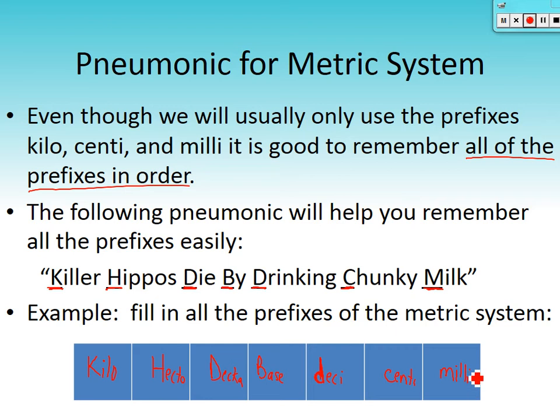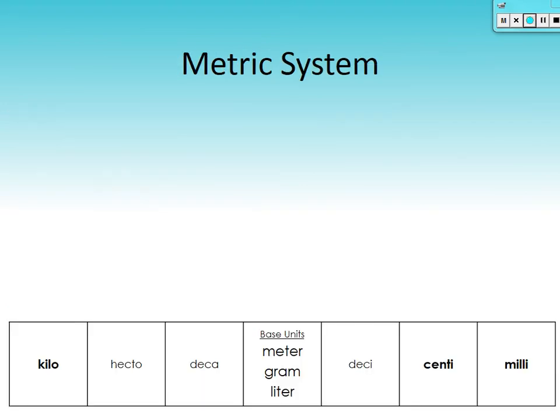Okay, and so if you remember that mnemonic, killer hippos die by drinking chunky milk, you can remember all of the prefixes in the metric system in order. And I recommend just drawing out those boxes. Well, what if you forget how many boxes? Well, just go back to the mnemonic. Killer hippos die by drinking chunky milk. So there's got to be 7 boxes there. And then just throw in the first letter and you have it.